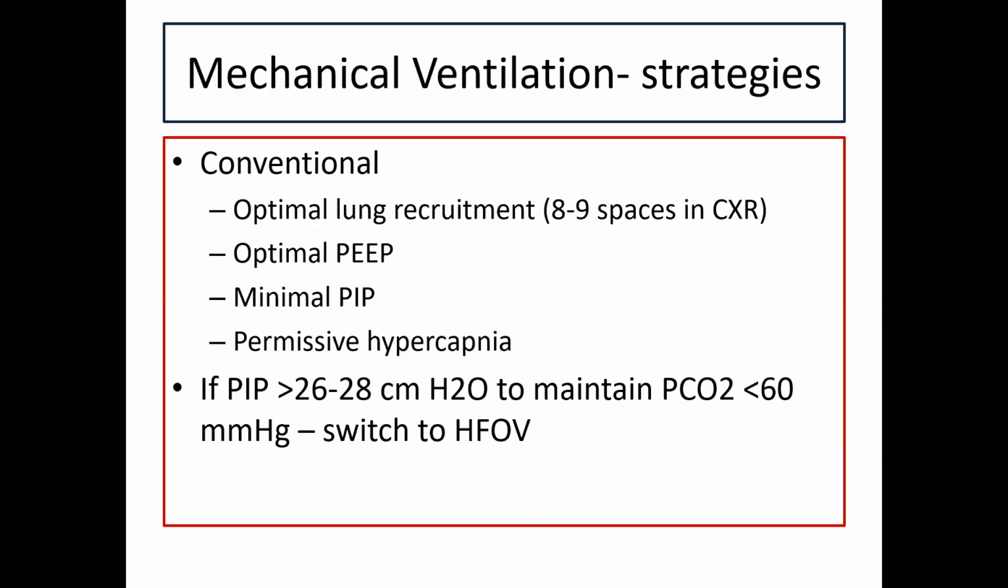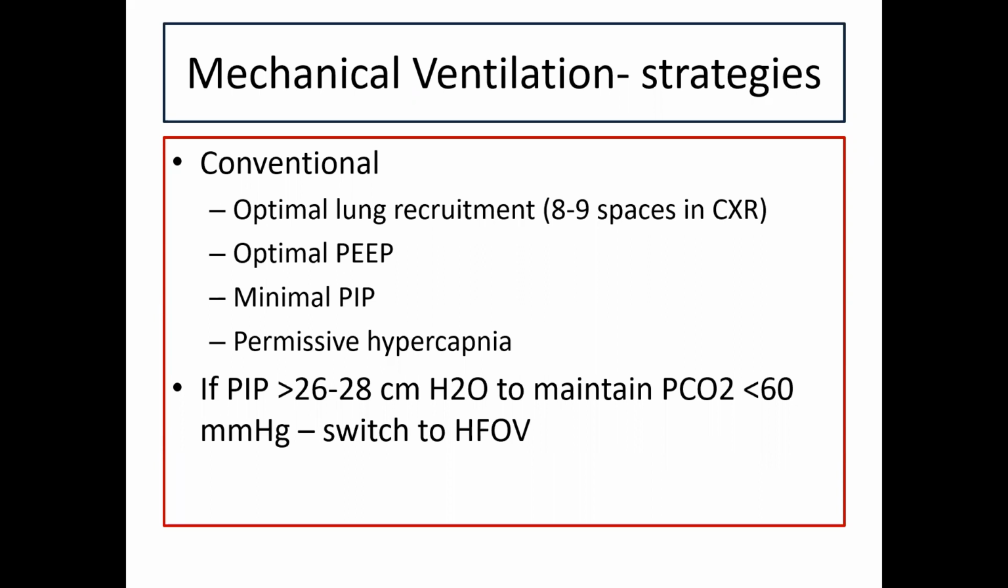When it comes to the ventilatory strategies in PPHN, one has to focus on optimizing lung recruitment. We all work on the open lung strategy these days. This involves optimizing the PEEP in order to achieve a lung expansion of 8 to 9 posterior intercostal spaces and trying to limit the peak inflation pressure and the tidal volumes, which are the more deleterious factors in ventilation, and accepting a certain degree of hypercapnia.